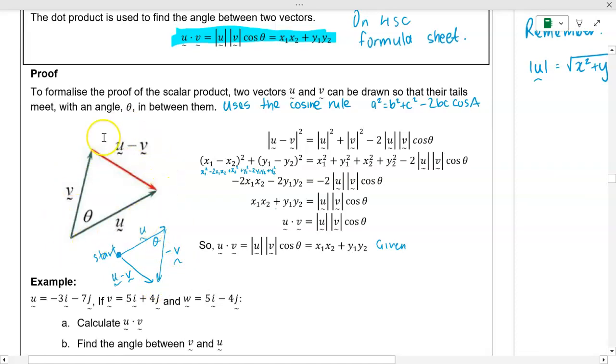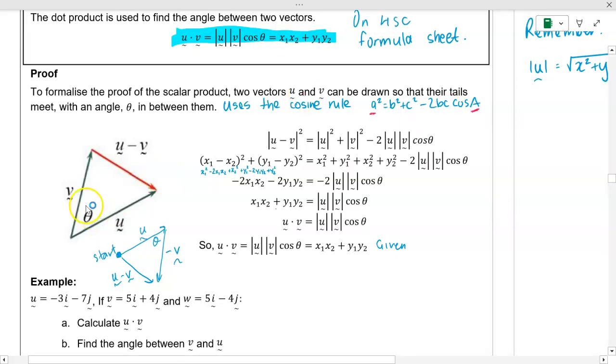So we've got this set of vectors here. Now, if you remember back to your last year's maths, when we looked at the cosine rule, we're going to basically pop the magnitude of our vectors into the cosine rule and use that to come up with this new formula up here. So the cosine rule was a squared equals b squared plus c squared minus 2bc cos A, where the angle A was opposite the side a there.